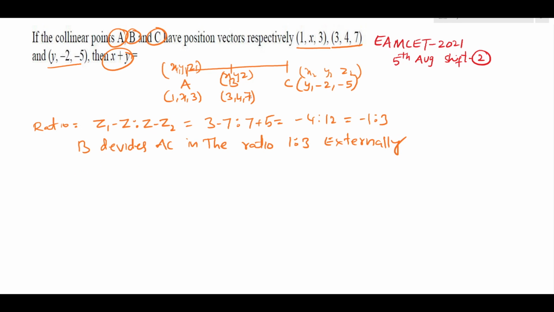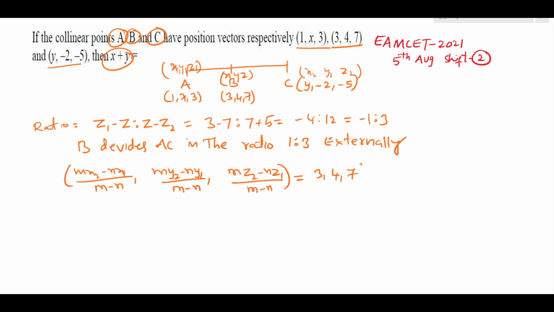So now we apply the external formula, that is (mx2 minus nx1) by (m minus n), (my2 minus ny1) by (m minus n), (mz2 minus nz1) by (m minus n) is equal to B point, that is (3, 4, 7). Equating x coordinates, that is (1 into y minus 3 into 1) by (1 minus 3) is equal to 3. That is y minus 3 is equal to minus 6, y is equal to 3 minus 6, that is minus 3. This is the y value.